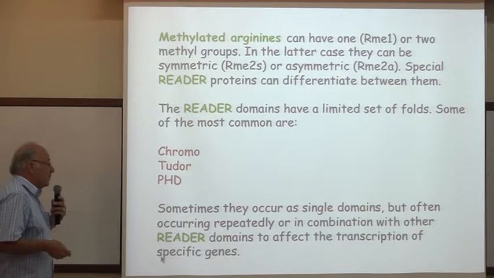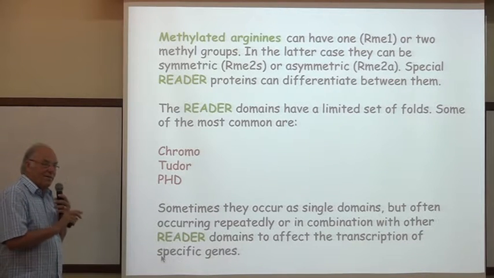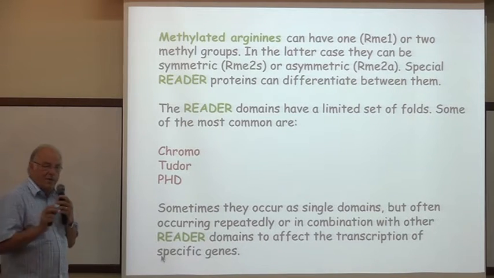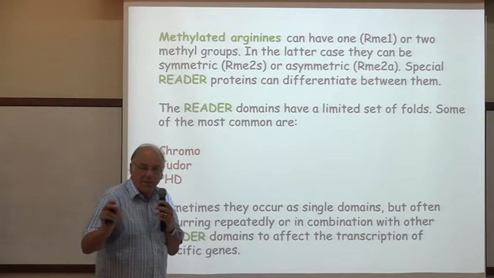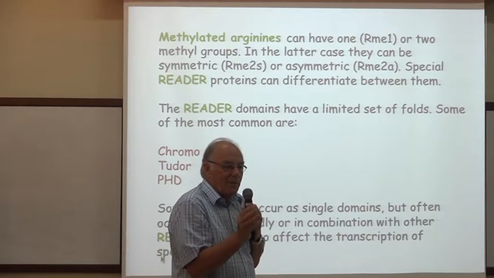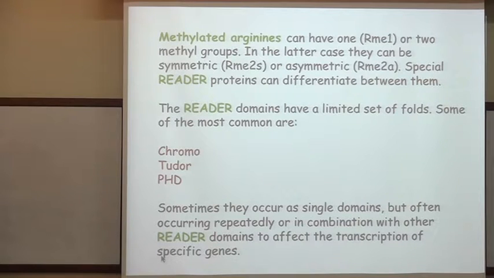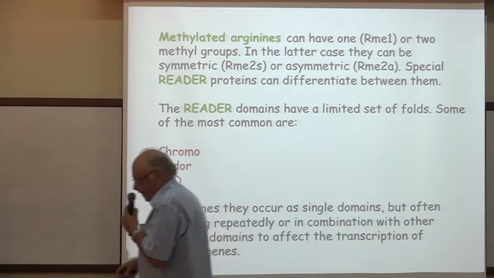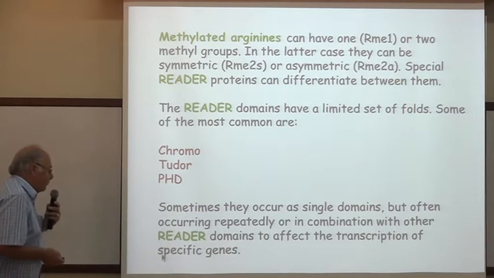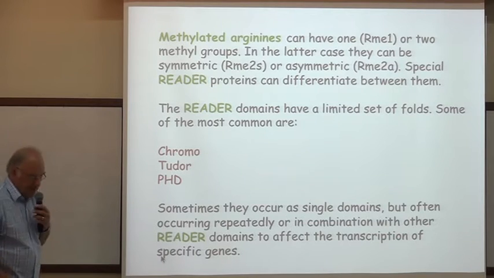Sometimes they occur as single domains, but often there are several domains in a protein which can read a number of different modifications. So they're looking for some specific set of modifications, knowing this is my site, because all the domains will find the proper reading message. Different reader domains affect the transcription of specific genes.